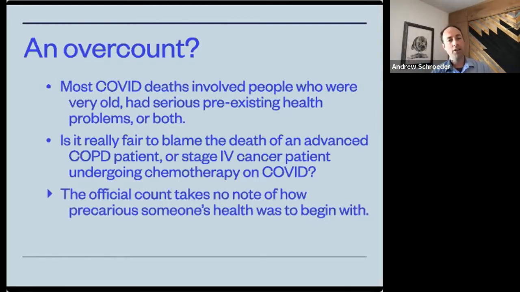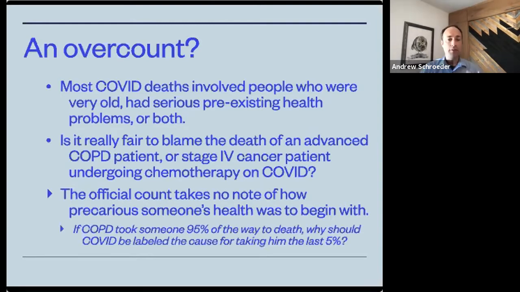And so the general point here is that the official statistics that the CDC compiles take no note of how precarious or fragile someone's health was to begin with. But you might think that that has to be relevant when we're thinking about what was really the cause of someone's death. Right? Imagine you have a whole lot of money and one thief comes along and steals 99% of it, and then a second thief comes along and steals 1% of it. Well, you're probably going to be a lot more upset at that first thief, even if, okay, technically it was the second thief who stole your last dollar.